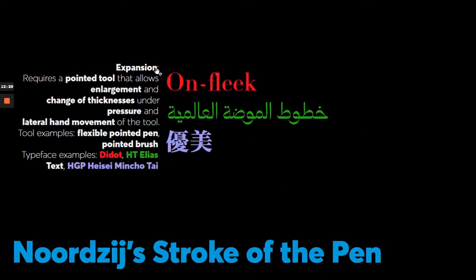For the expansion set, we have here Dido, HT Elias, and Heisei Mincho Thai. So it needs a noodler's pen or a flexible pointed pen here, or a brush.